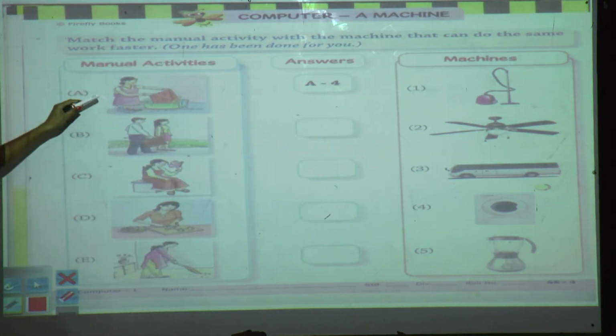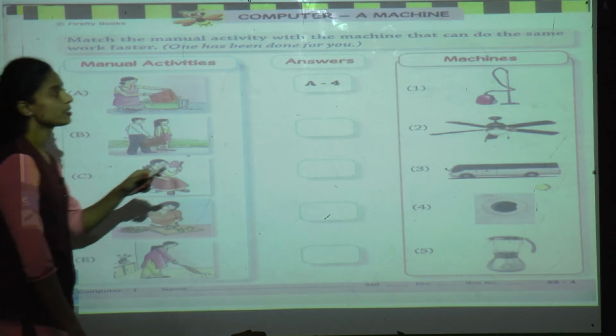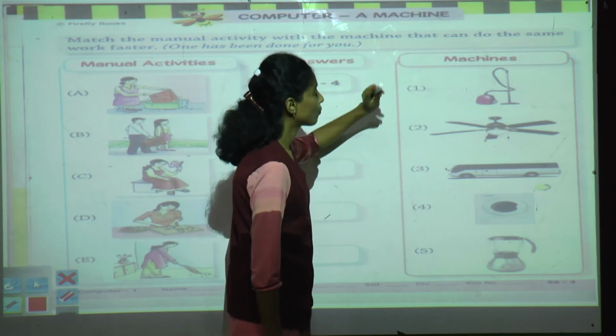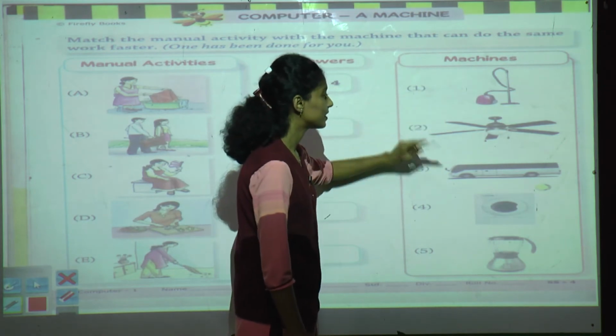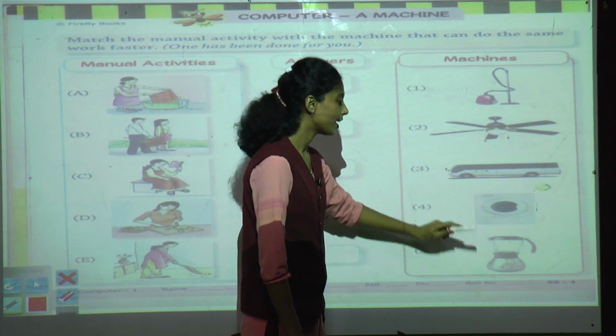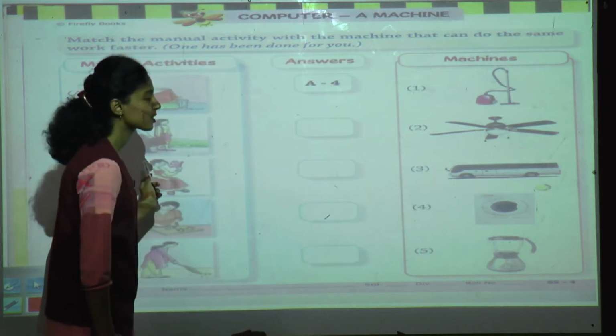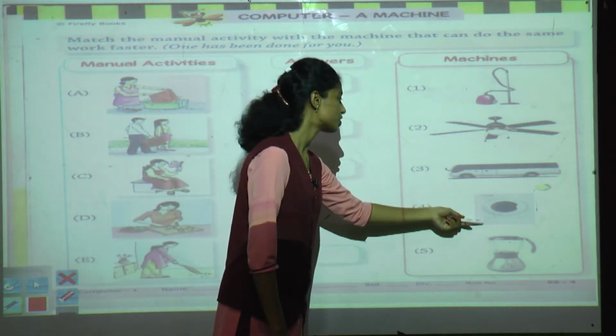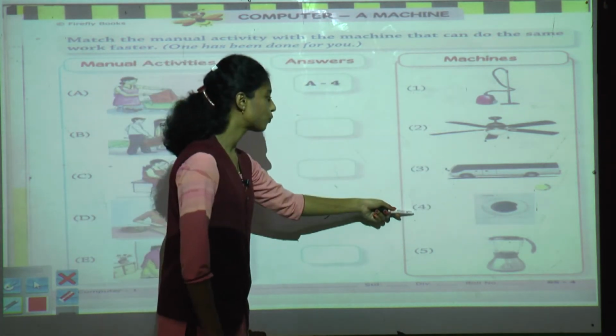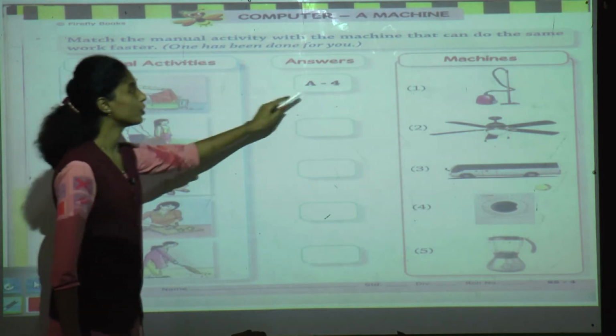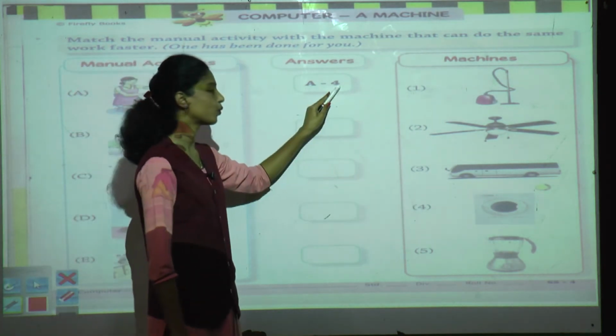What is this woman doing? She is washing clothes. By using hand we can wash the clothes, but which machine is useful for washing clothes? What is this? This is the vacuum cleaner, this is fan, this is bus, this is washing machine and this is mixer. Then which machine is useful for washing clothes? Good, washing machine. Then what is the number of washing machine? 4. Here is A, we write here A and here 4.